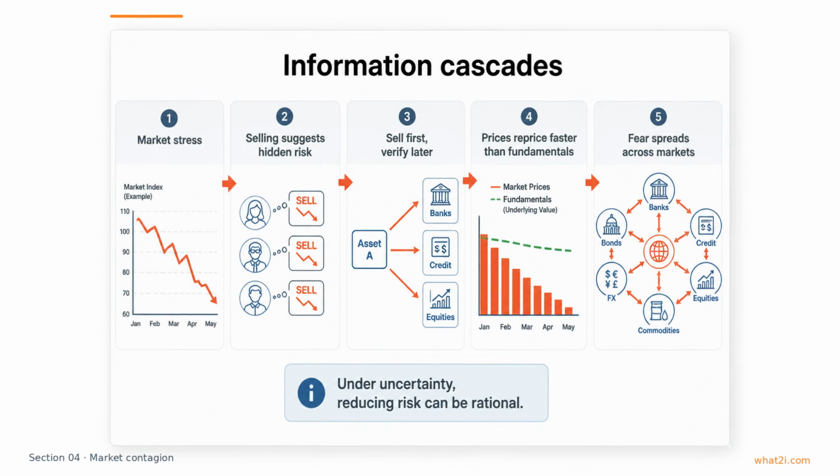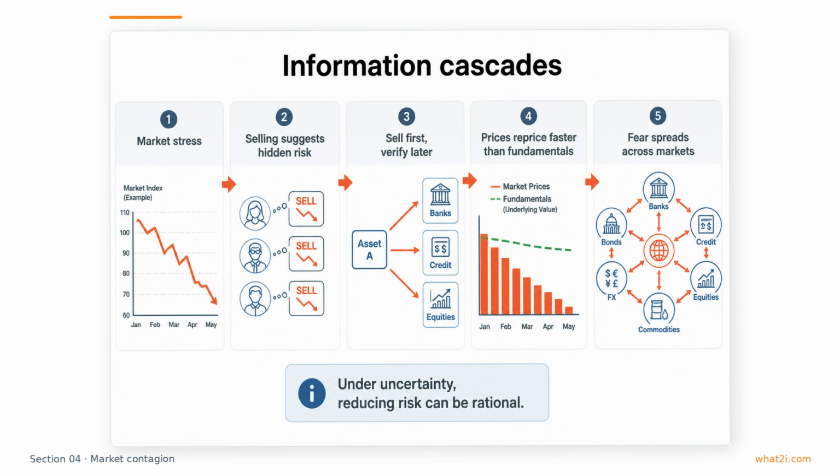Information cascades happen when investors act before they have complete information. If they see heavy selling in one market, they may assume similar assets or institutions face hidden problems too. That can lead to preemptive selling across a wider group of holdings. Prices may then fall faster than fundamentals alone would justify. In that sense, fear can become a transmission mechanism of its own. Under uncertainty, reducing risk can be rational for individual investors, even though the collective effect amplifies the crisis.